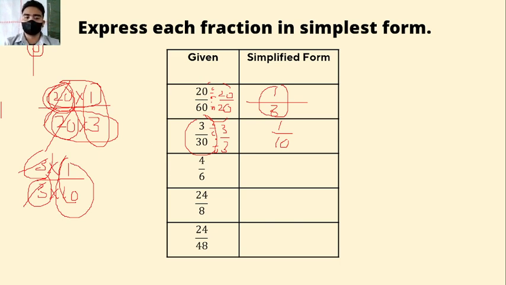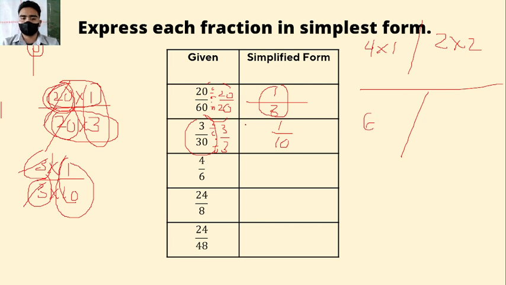So for 4 over 6, what is the lowest term? What are the factors of 4? It could be 4 times 1 and 2 times 2. Alright. So with that one, let's try. For number 6, what are the factors of 6? It could be 6 times 1, or 2 times 3. So do you see from these factors, any common factors to each other?